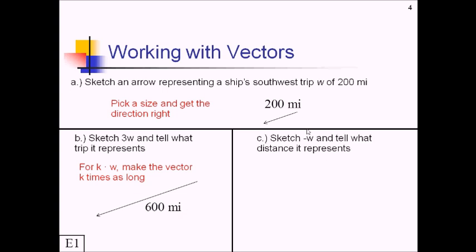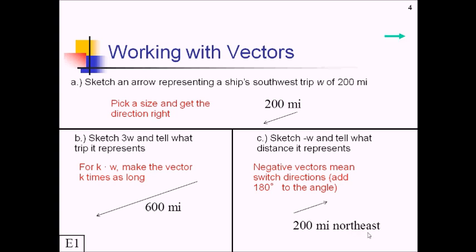Next problem, sketch negative W and tell what it represents. So if you're doing a negative vector, you're just switching directions. You're just adding 180 to the angle, or basically just switching the tail with the head. So this time the vector is going to go northeast. This would be 200 miles northeast.